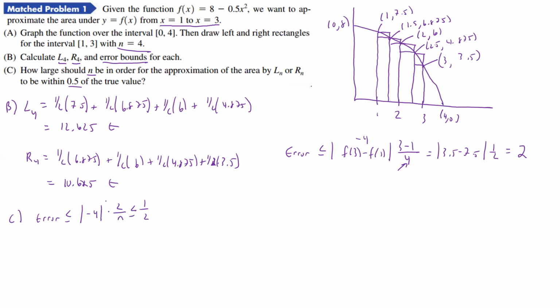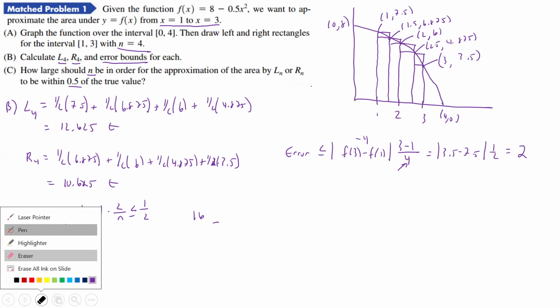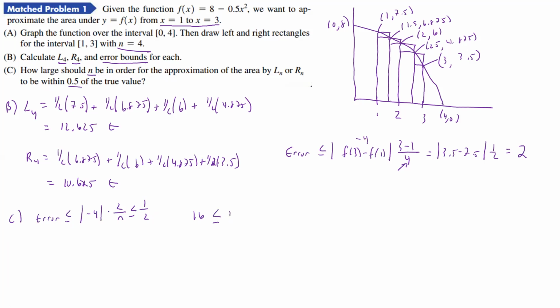Now we just kind of multiply. So then we get what? We get 4 times that's 8 times 2 is 16. It is going to be less than or equal to the n. Okay, so that means n has to be greater than or equal to 16. So anything greater than or equal to 16 will have an error that's going to be within 0.5 of the true value. So we have to have at least 16 subdivisions.